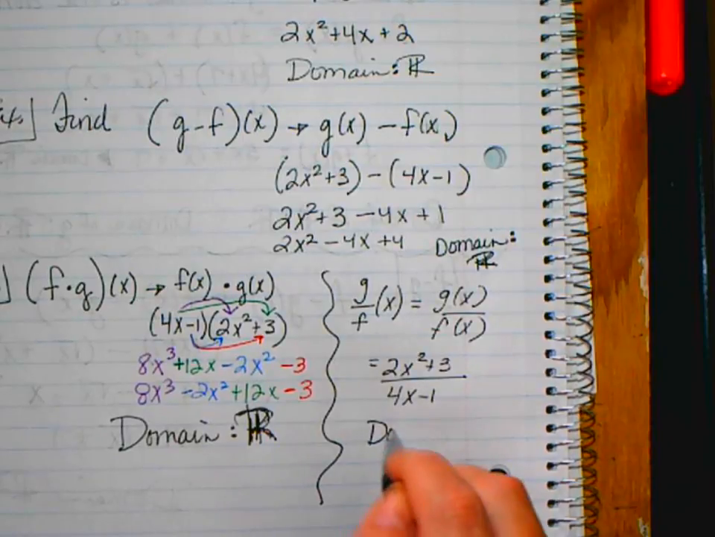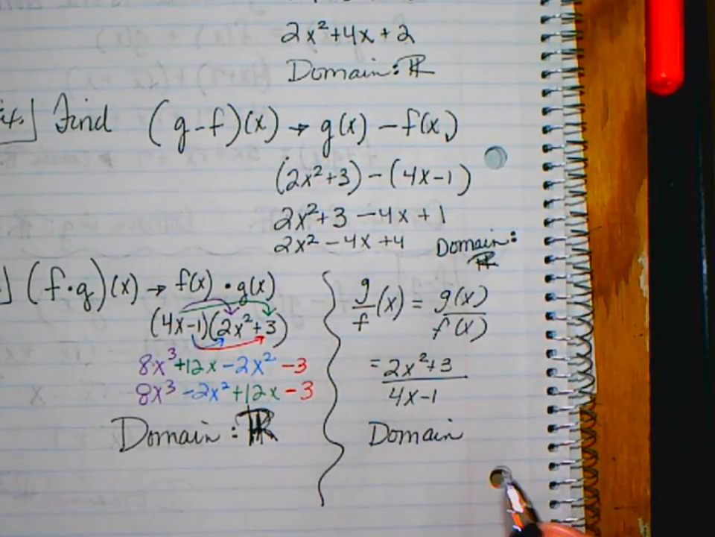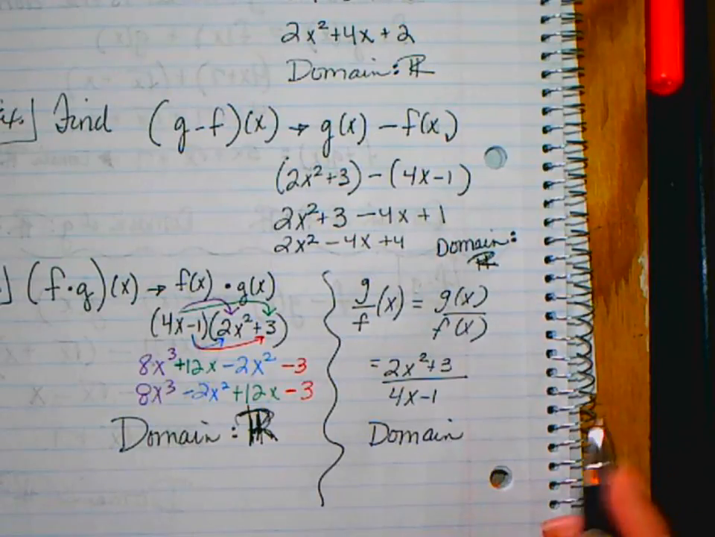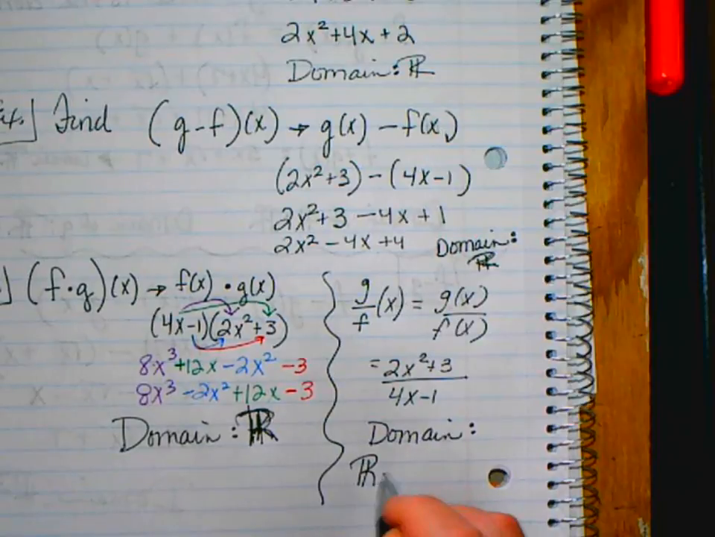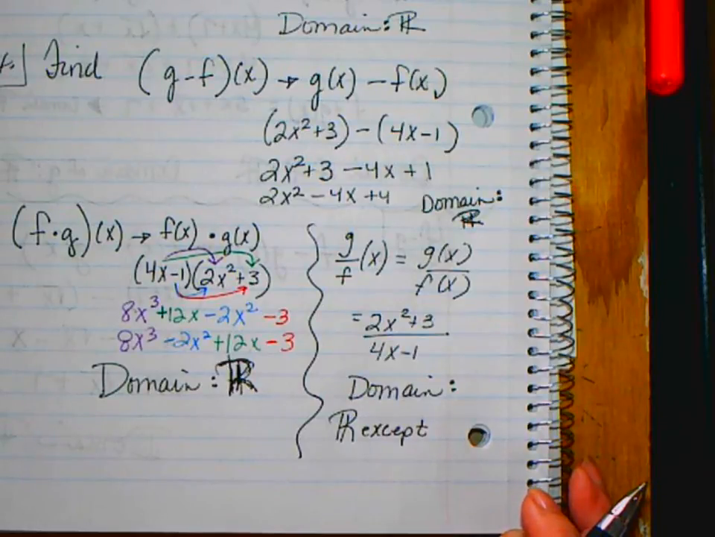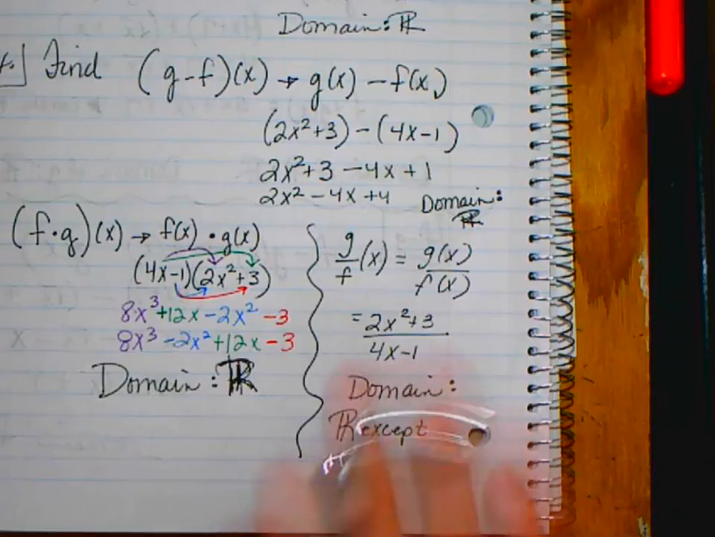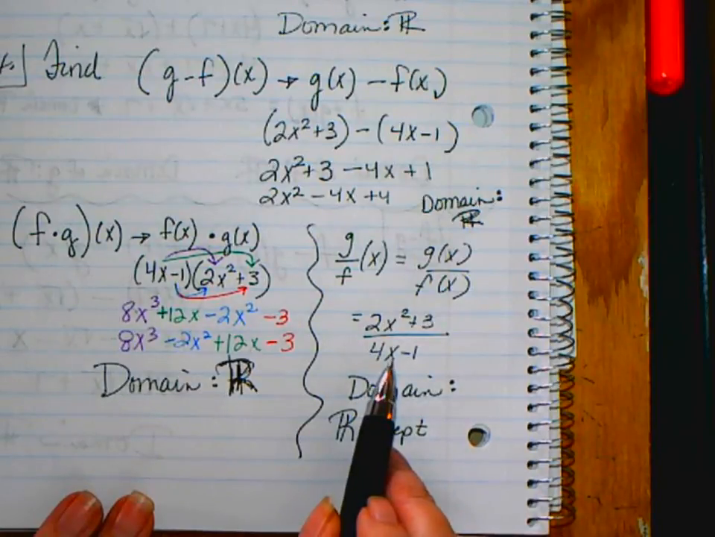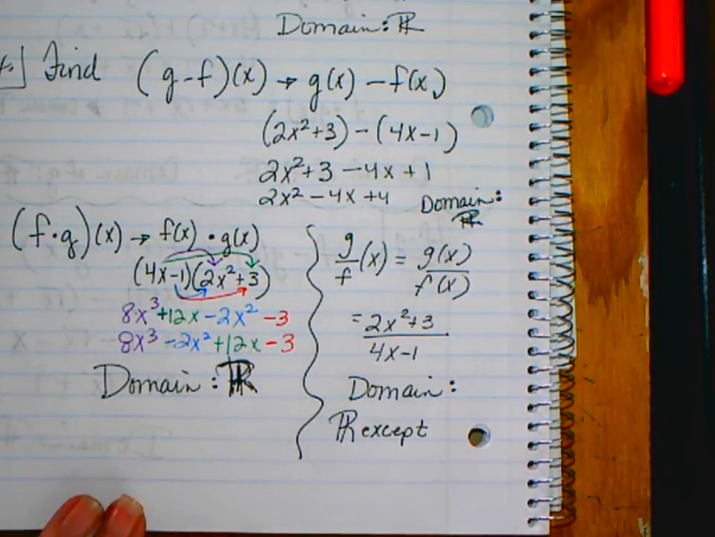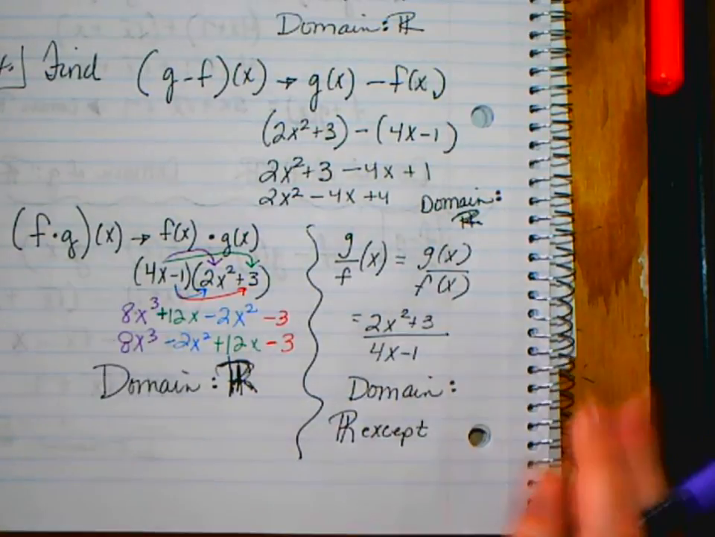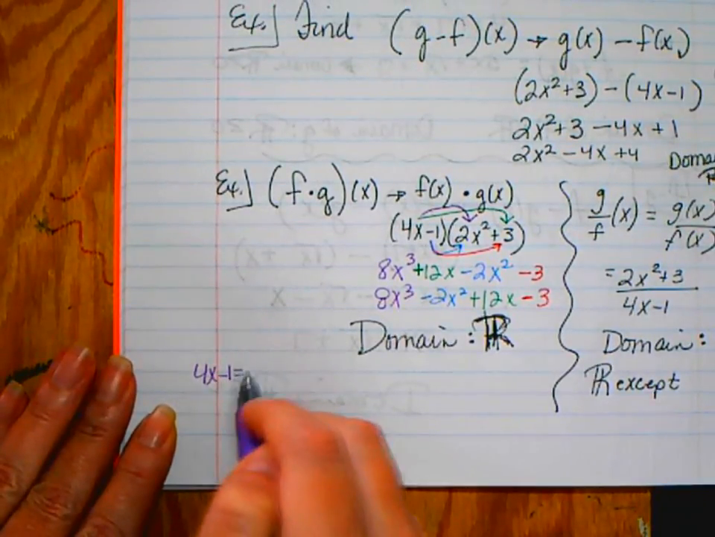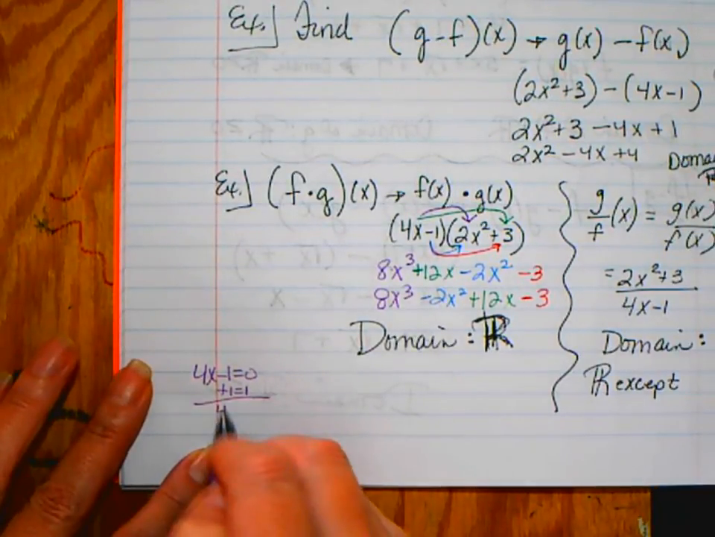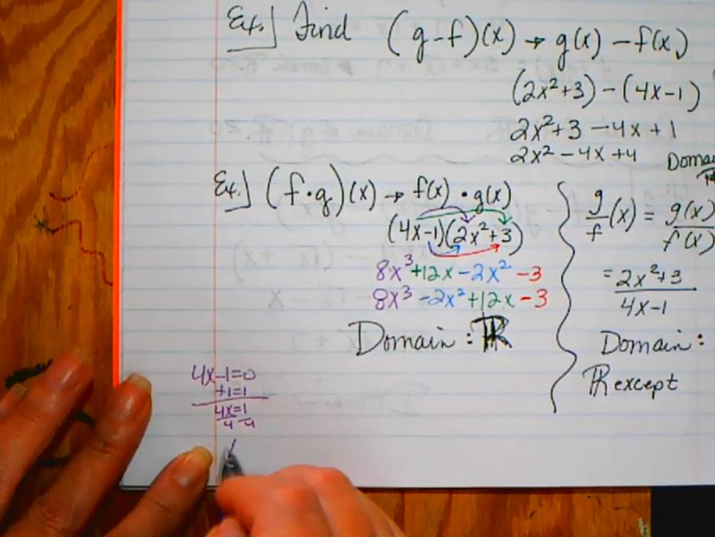But my domain, think about your restriction. Is this domain going to be all real numbers? No. Close. It's going to be all real numbers except what? What would turn that denominator into a 0? 0. 4 times 0 is 0. 0 minus 1 is negative 1. How could I figure it out? Set that equal to 0, right? We knew that over here on the side. 4x minus 1 equals 0. Add 1 to both sides. 4x equals 1. Divide by 4 and x equals 1/4.